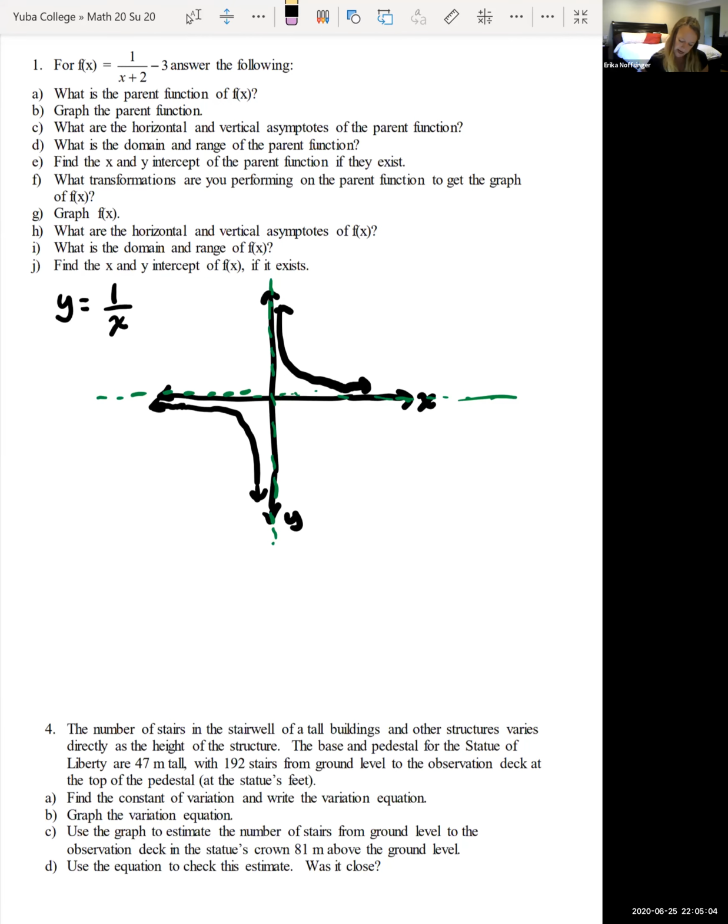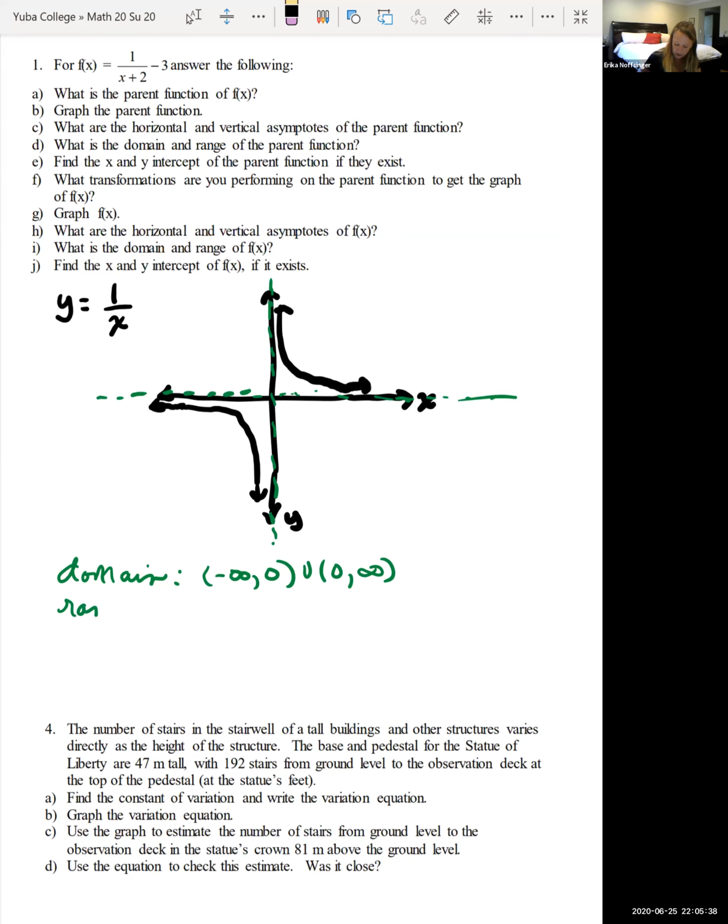So what is the domain and the range? The domain of the parent function. So the domain are all values that we can plug in for x and get back a real number. So the only trouble spot that we have for this equation is when x is equal to 0. So the domain is going to be all real numbers except 0, or we could state that as negative infinity to 0 with a parentheses, union, parentheses 0 to infinity.